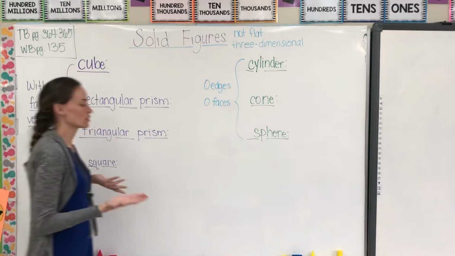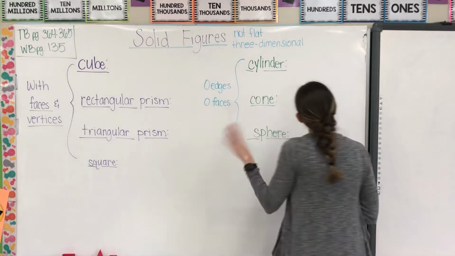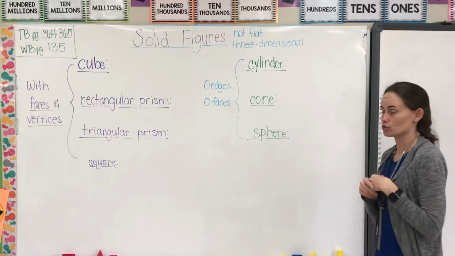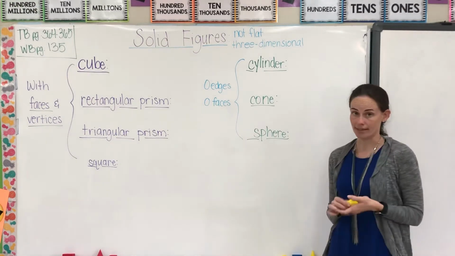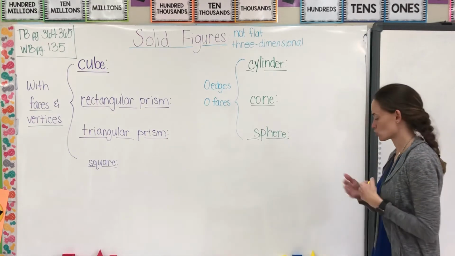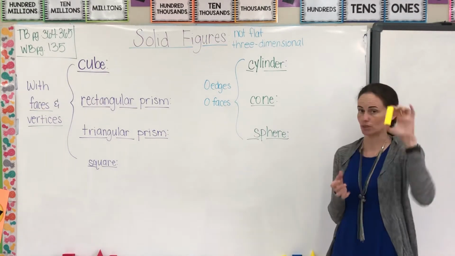Then there's other kinds of solid figures which do not have edges and do not have faces. Okay, what does that mean? An edge is a straight line. These don't have straight lines. So we'll start with the first one, a cylinder.